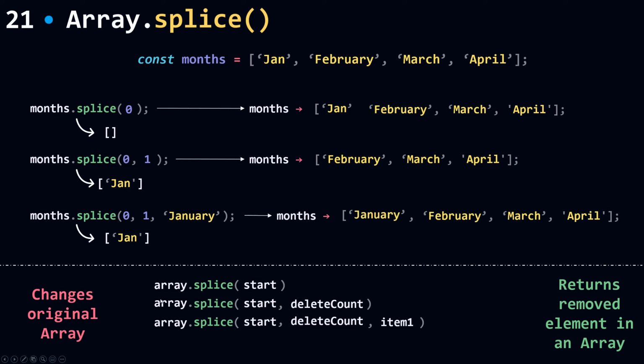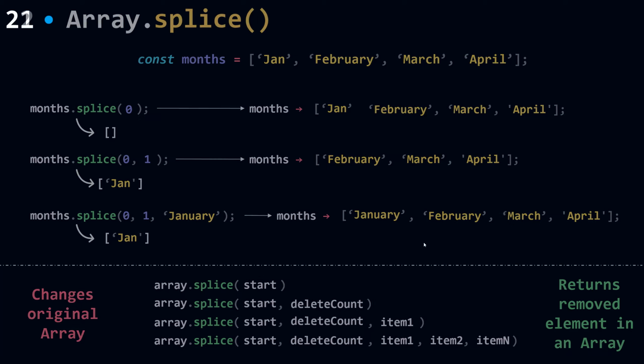Now you can also add more than one element by specifying the items you want to add after the delete count. So after delete count, item 1, item 2, till item n will all be added into the position you set here as the start index. And that's it for splice. Let's move on to the next method, which is sort.